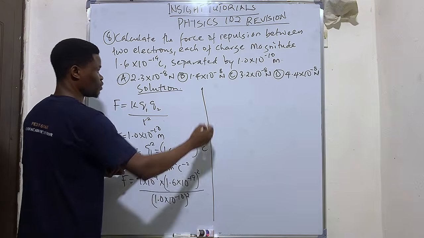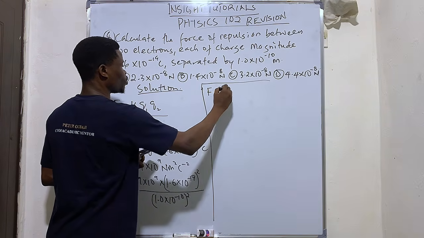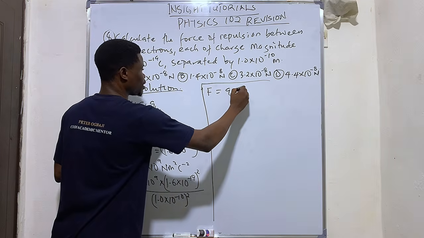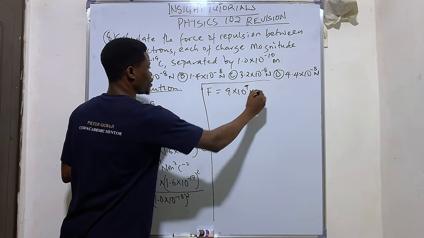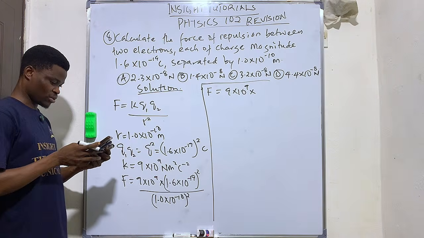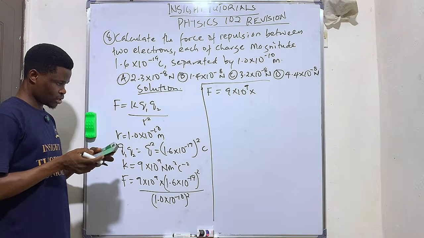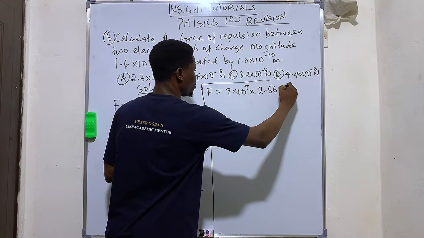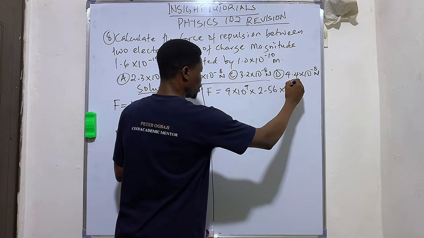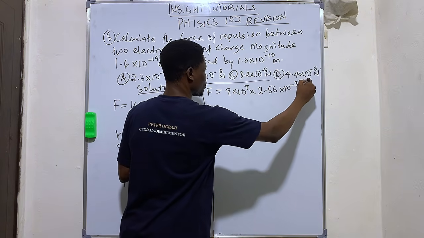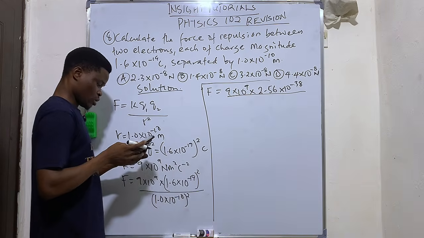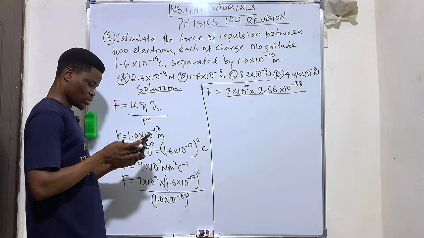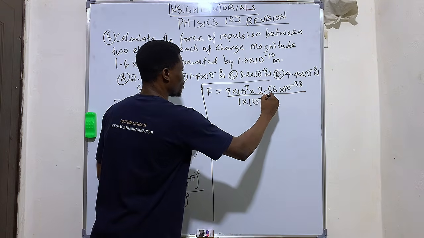Now, we'll continue solving from here. So our force is equal to 9 times 10 raised to the power of 9 times 1.6 times 10 to the power of negative 19 squared, which is given as 2.56 times 10 raised to the power of negative 38, all over our 1.0 times 10 raised to the power of minus 10 squared, which is 1 times 10 raised to the power of minus 20.